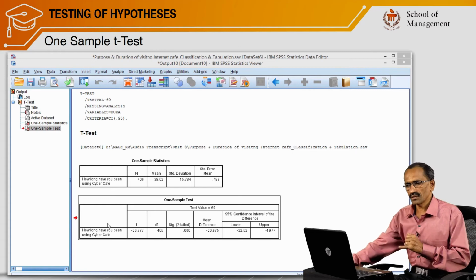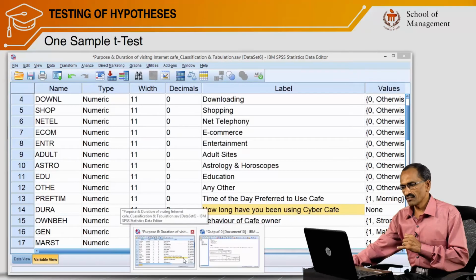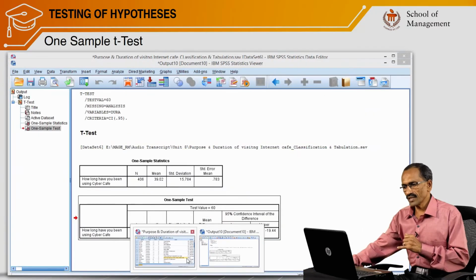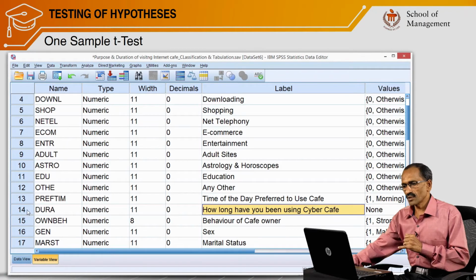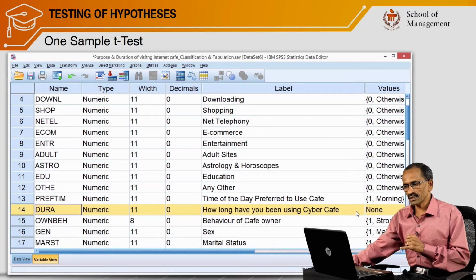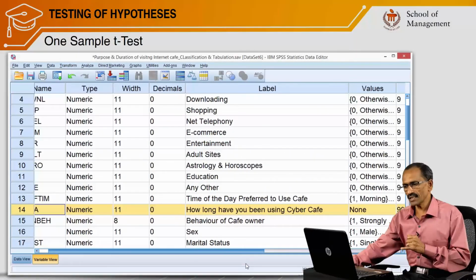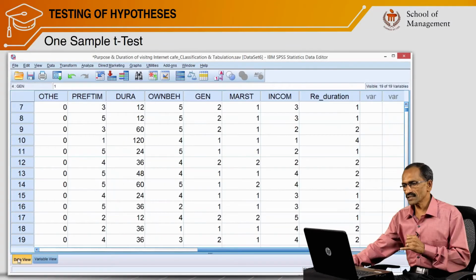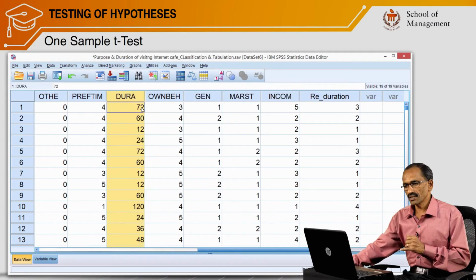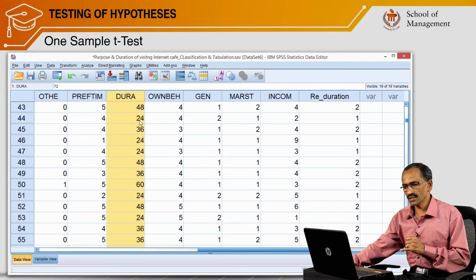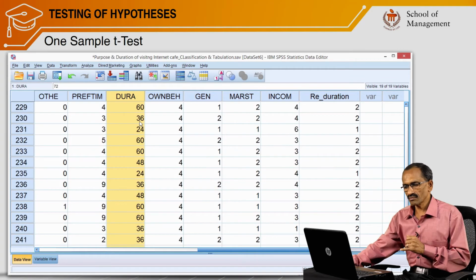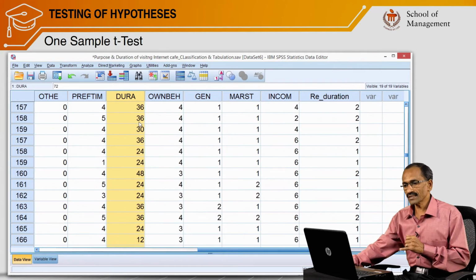Now we will go to our database. What is the database we have? The database we have is the duration of how long we have been using the cyber cafe. Is it ratio or interval? Yes, this is ratio scale data, since it has been entered as duration. This represents the duration of internet usage on a monthly basis.